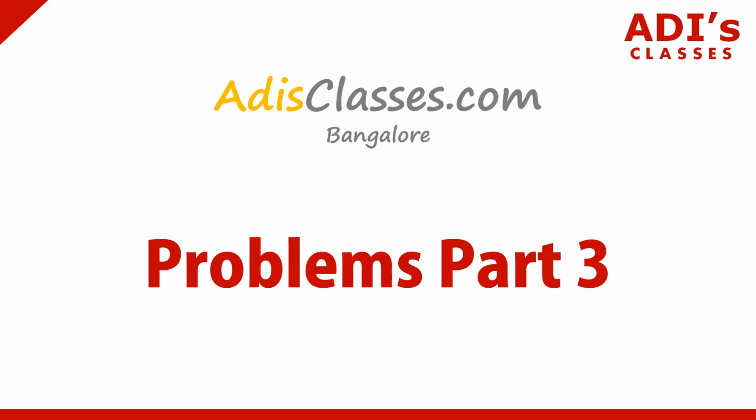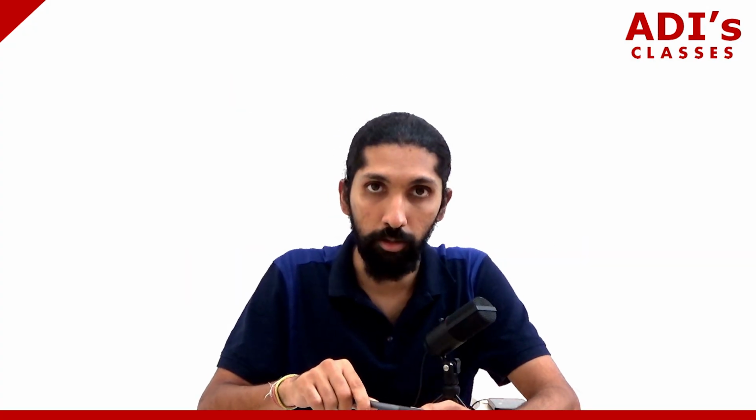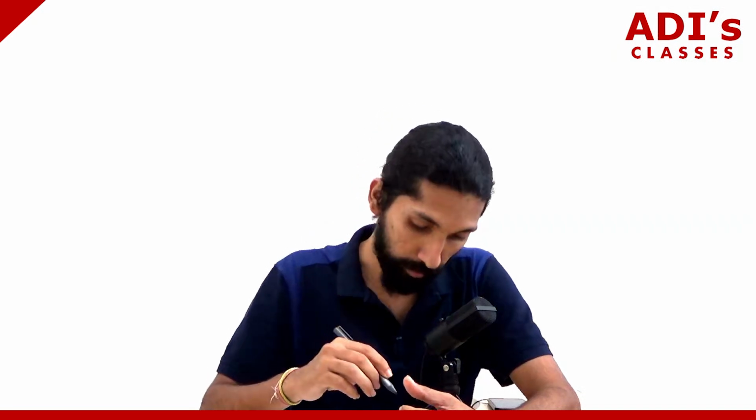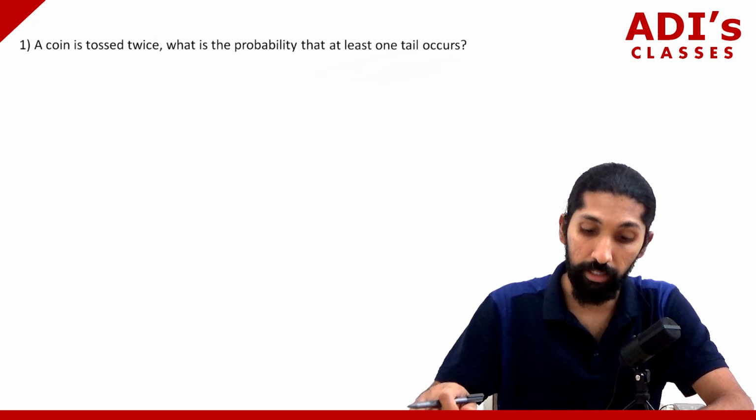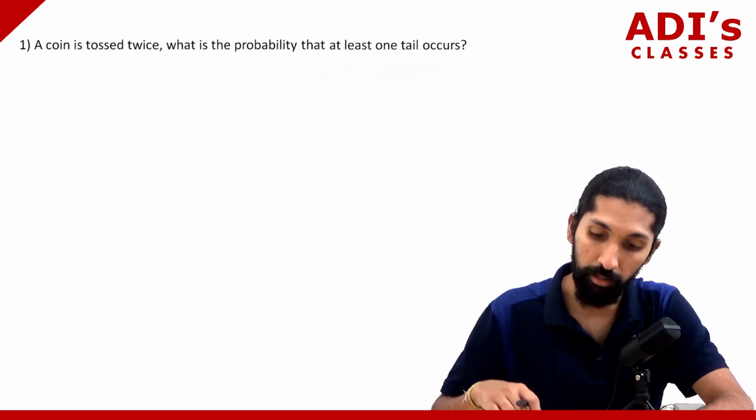Of the topics, whatever we have learned, let's apply it on the problems. Look at the first one. A coin is tossed twice. What is the probability that at least one tail occurs?